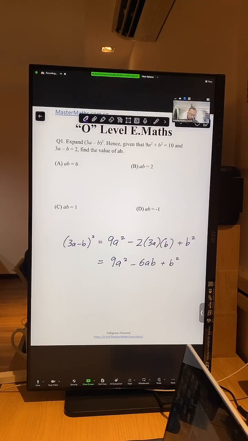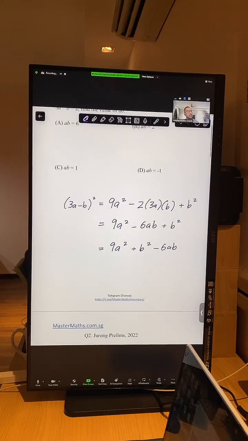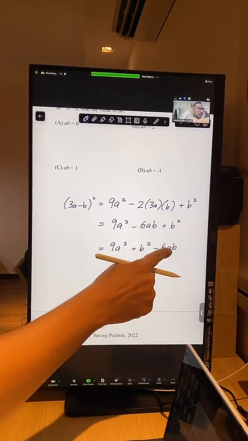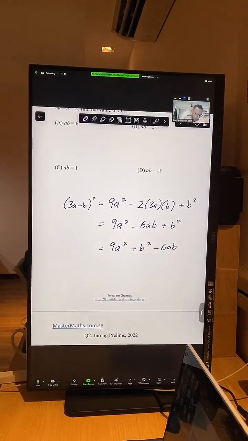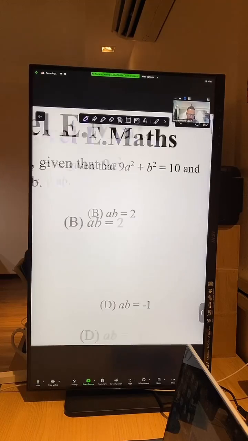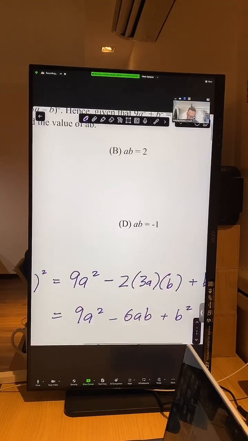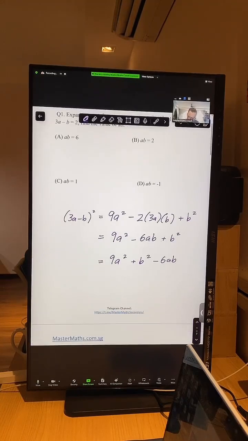They tell you that 9a squared plus b squared equals 10. Can I rewrite this like this? Still the same thing, isn't it? You just move the b squared to the center, you move the negative 6ab to the end. Now, you know that 9a squared plus b squared is going to give me what? It's going to give me 10. Can you see that? So, powers of observation. So this is equals to 10.